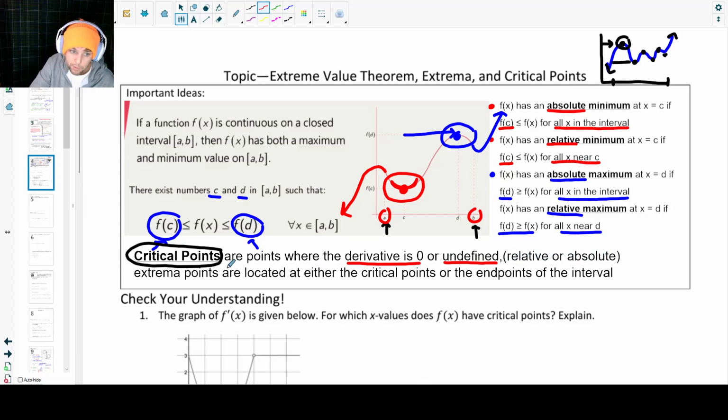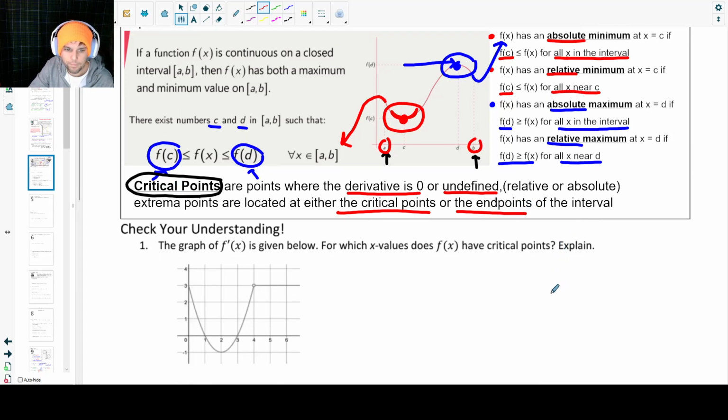Our relative or absolute extrema points are going to be located at either the critical points or the endpoints of our interval. So this gives us a good way to find these relative extrema. We just need to look at the critical points and the endpoints.